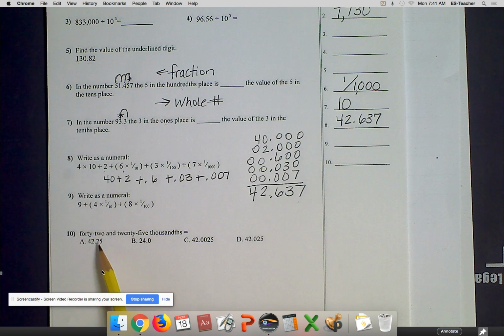And this one is just 42 and 25 thousandths. Which one says 42 and 25 thousandths? I'm going to let you do this one on your own because I think that you guys can handle that one.